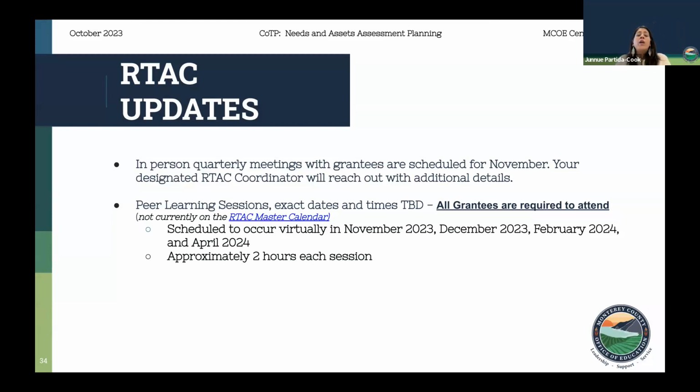We will also be making available some peer learning sessions. Exact dates are TBD. They are scheduled to occur next month, December, February, April. That may change. We will all keep you posted and in the loop. We want to make sure the support we're providing is empowering you and not overwhelming you. So we'll let you know specifically when those will happen.